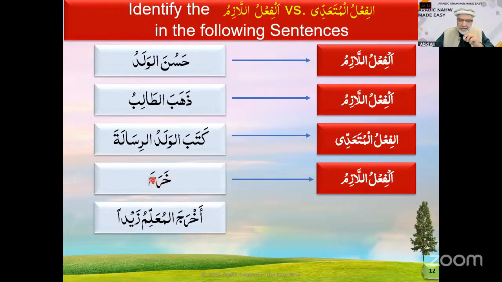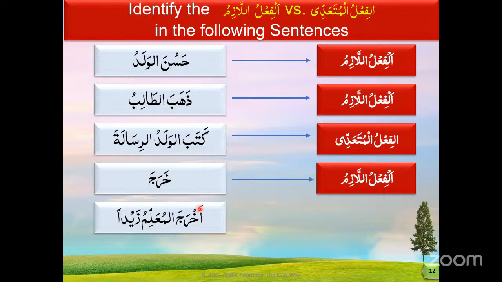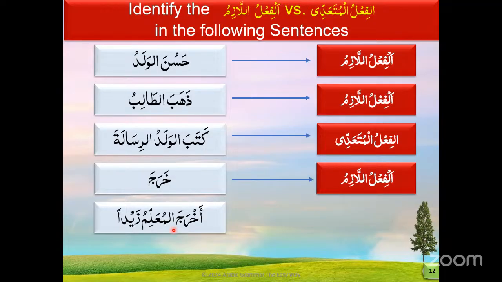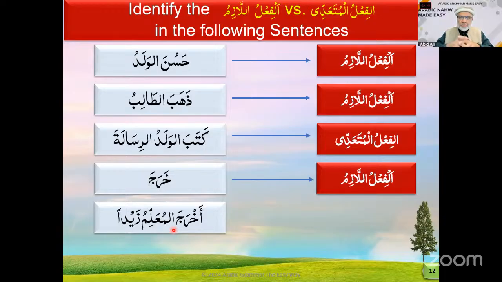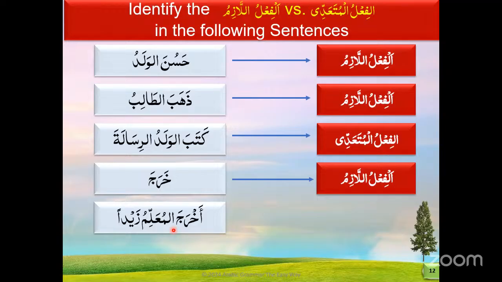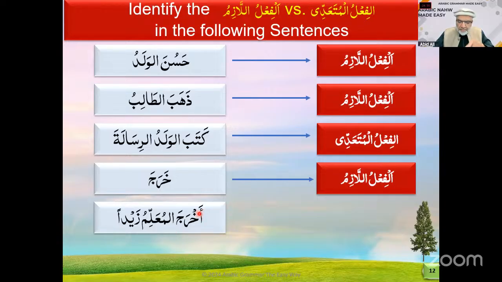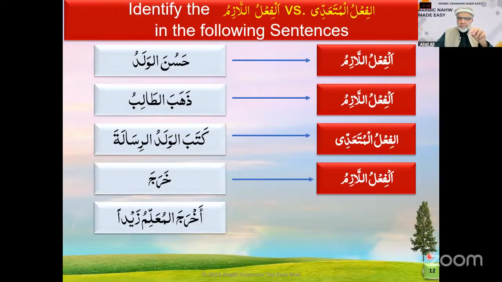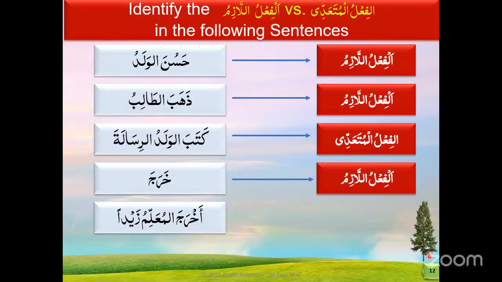You see there is a difference between kharaja and akhraja. By looking at this word akhraja, which bab comes to your mind? Bab If'al. Because it's af'ala yuf'ilu. So is akhraja mujarrad or mazeed feeh? Mazeed Feeh, MashaAllah. Is it fi'lul lazim or fi'lul mutaaddi? This is fi'lul mutaaddi. Very good.